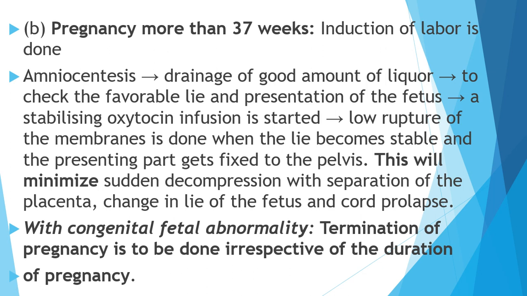Then low rupture of membrane is done when the lie becomes stable. After the lie is stable and the fluid is diminished, only then can we do the low rupture of membrane. When the lie is stable and the presenting part is fixed in the pelvis, this minimizes sudden decompression and separation of placenta. If sudden decompression and sudden escape of fluid happen, there is a chance of placental separation. That's why we have to do slow removal of fluid. Change in the lie of the fetus and cord prolapse can also be prevented.